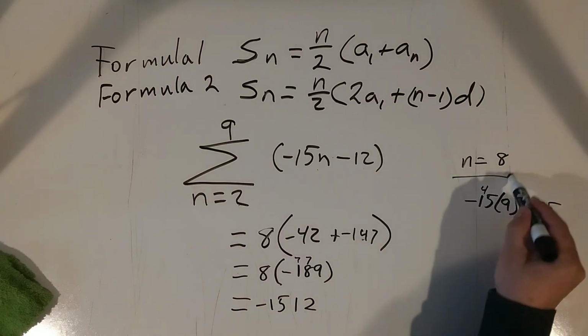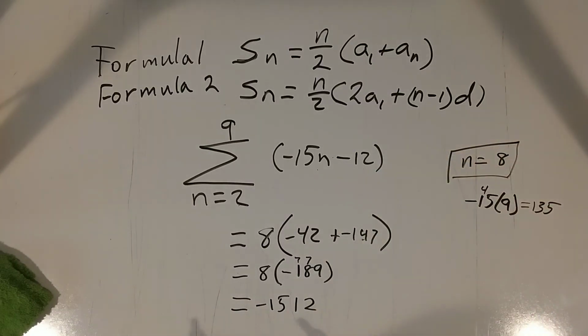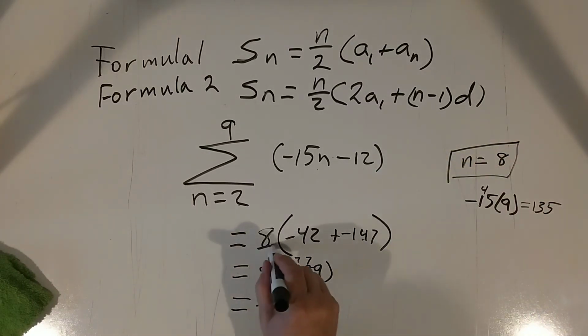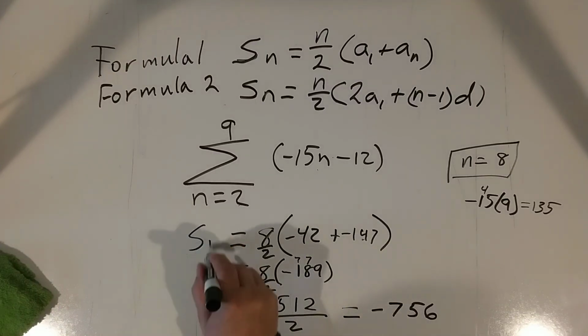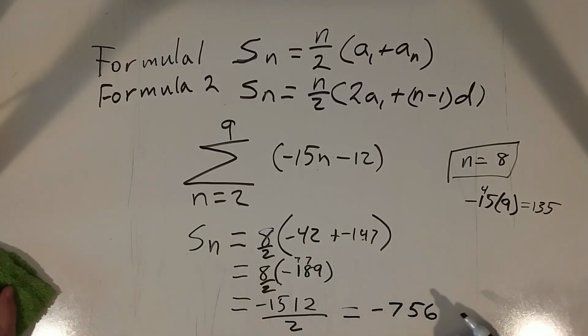The trick is that we had over 2. So now we have to divide that by 2. Negative 756. Almost made a mistake there. This should give you an opportunity to be able to work the problems that you have in your assignment.